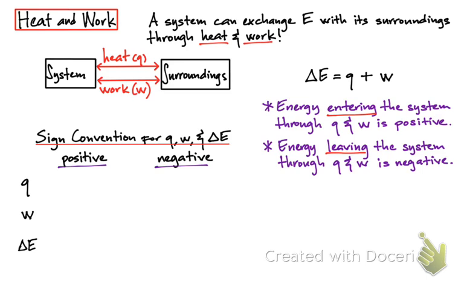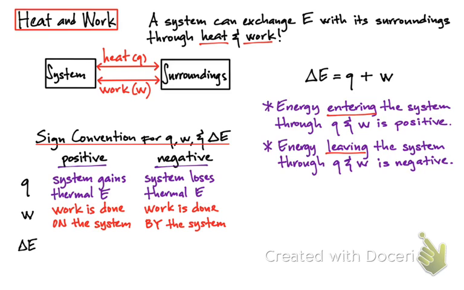Here's a summary of the different sign conventions of energy. If heat enters the system, it's positive, otherwise negative. If work is done or performed on the system, it's positive. If work is done by the system, then it's negative because you're spending energy to get the work done. And finally, if there's energy entering the system, then it's positive, otherwise negative.